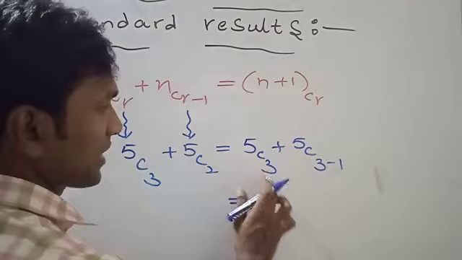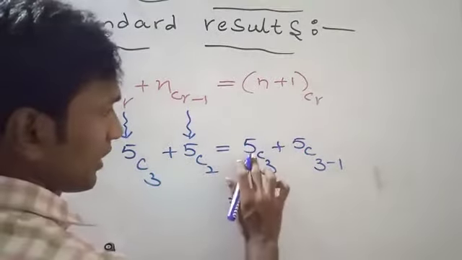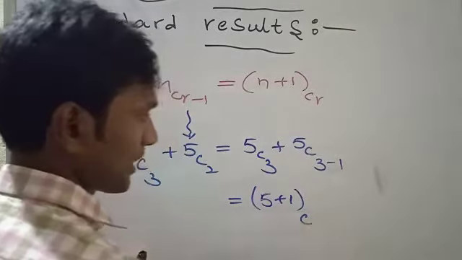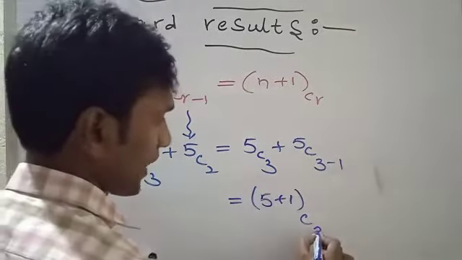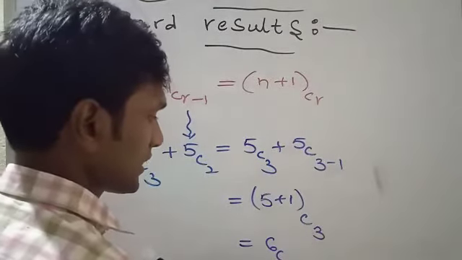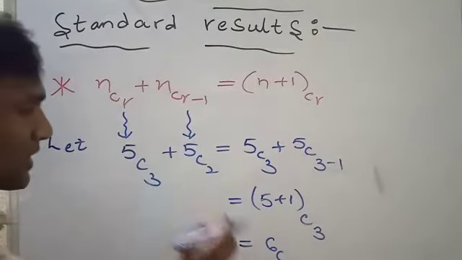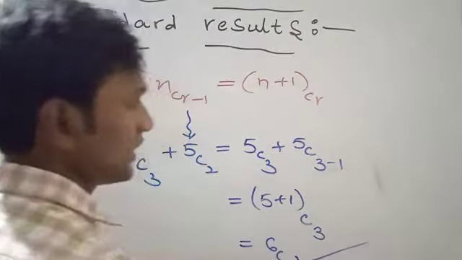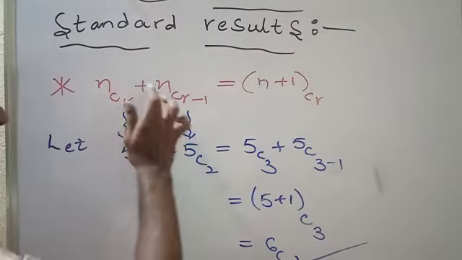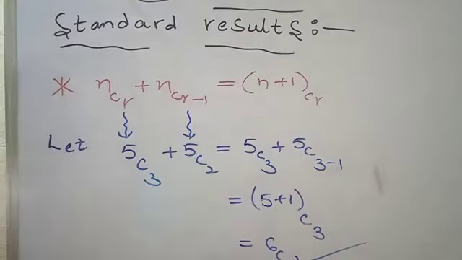The formula nCr plus nC(r-1) is equal to (n+1)Cr, where n means 5, so 5 plus 1, and the value of r equals 3. That equals 5 plus 1, 6C3. So finally 5C3 plus 5C2 is equal to 6C3. This is the use of the formula nCr plus nC(r-1) equals (n+1)Cr.